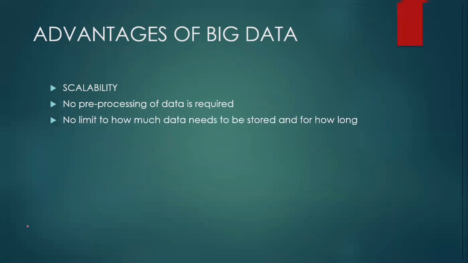As we have seen the 5 V's, we then understand this sentence that there is no limit to how much data needs to be stored and for how long. Protection against hardware failure. In case of any node failure, it is redirected to the other nodes. Multiple copies of data are automatically stored.